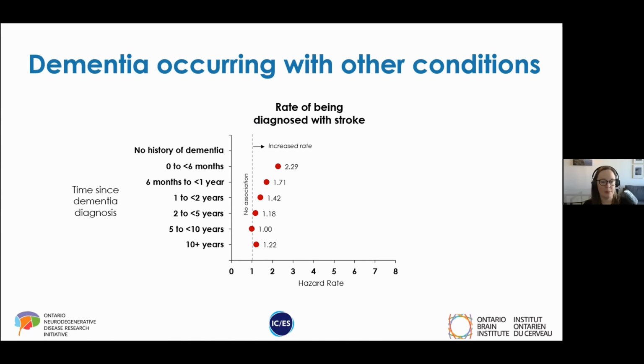And in a similar snapshot, we also examined the relationship between previous dementia and the rate of being diagnosed with a stroke. And similarly, we found that there was an increased rate of stroke in the shorter time period following a dementia diagnosis. And this indicates that stroke and dementia likely have shared risk factors like cardiovascular risk factors, and patients should be managed in order to control these risk factors to reduce the risk of further health outcomes.